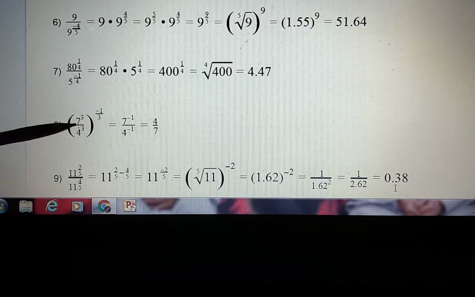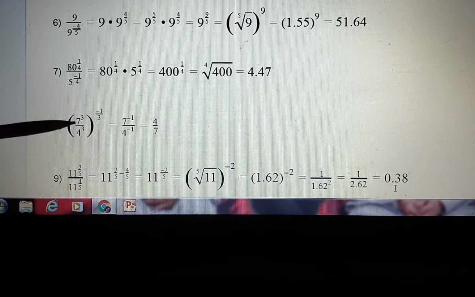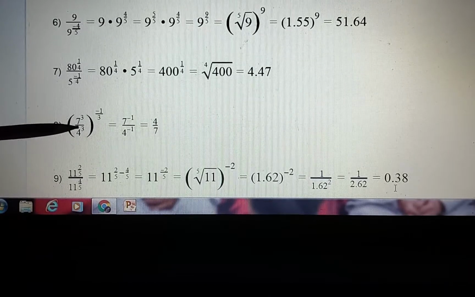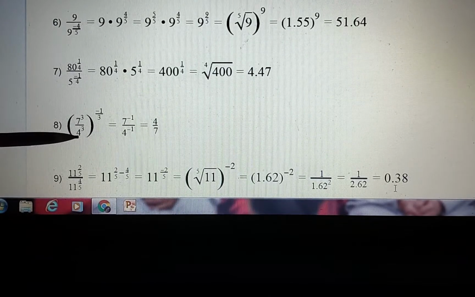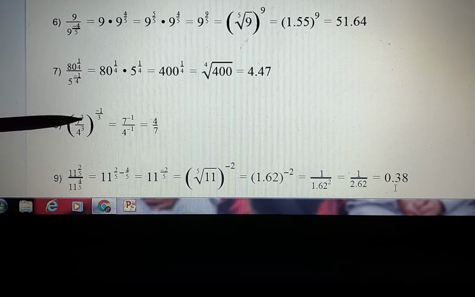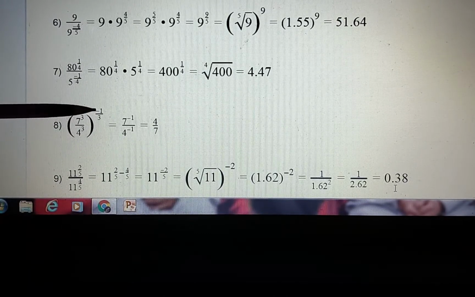Number 8, we have two bases that are not the same. Our exponents are the same, but what this would say is to do 7 divided by 4, which is going to give us a weird decimal. So we don't really want to do that. We have the exponent out here, and we have the exponent outside.